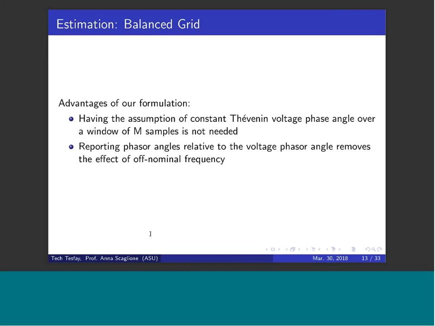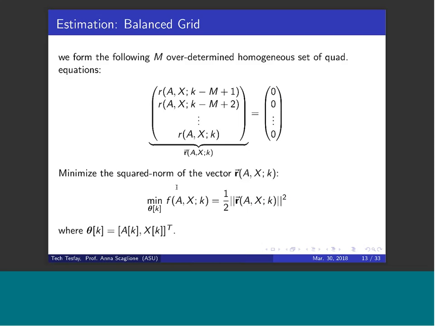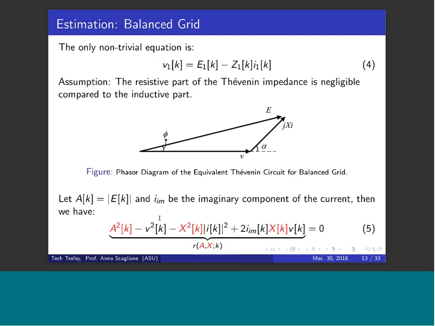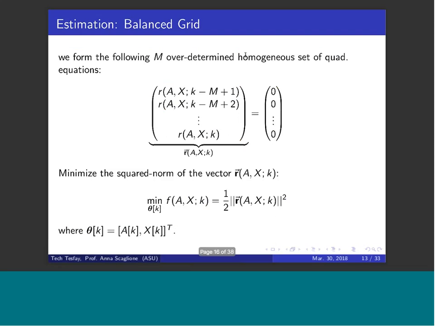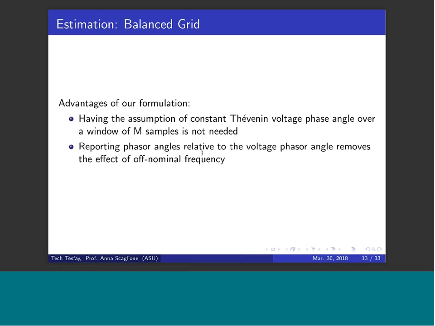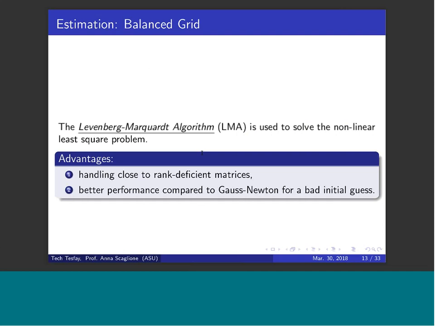By formulating our system in this way, what we managed to achieve is, first, the assumption of the voltage phasor angle disappears, because by just considering the voltage magnitude here, we make the voltage phase angle disappear from the set of unknowns. And also, by reporting the phase angles of all the other parameters relative to the voltage phasor angle, we also remove the effect of any off-nominal frequency in the equation, because that is equivalent to rotating all those phasors with the same off-nominal frequency.